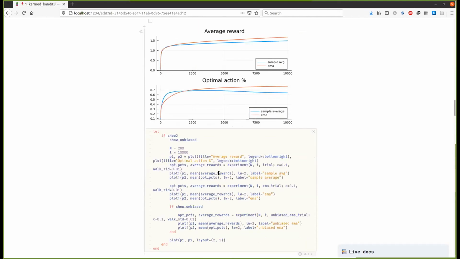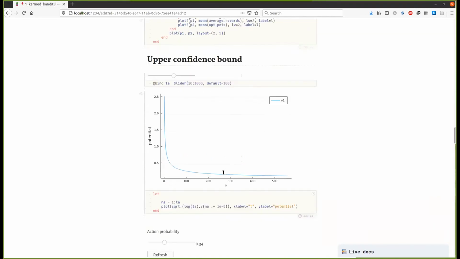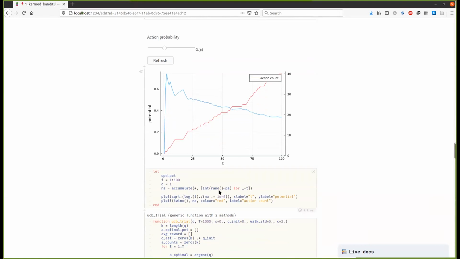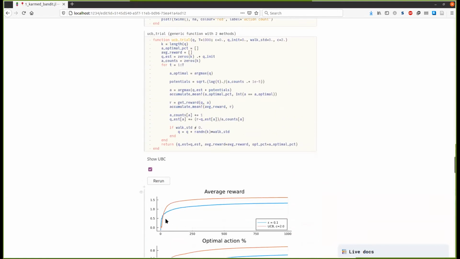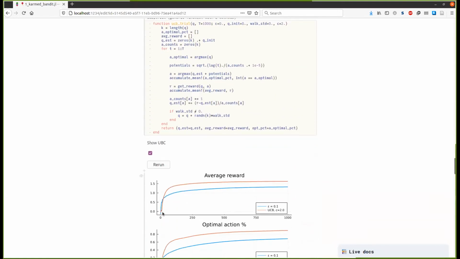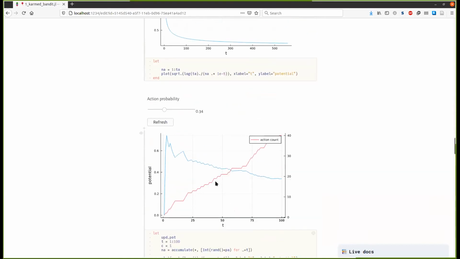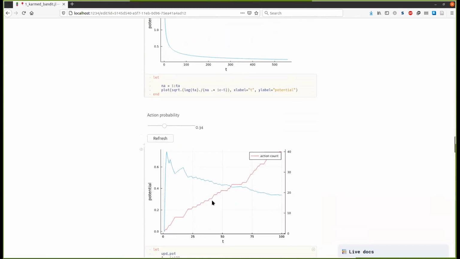And this is why this spike in the UCB algorithm is there, because we have to let go of choosing the best action, because we need to explore after 10 steps. We need to explore more.